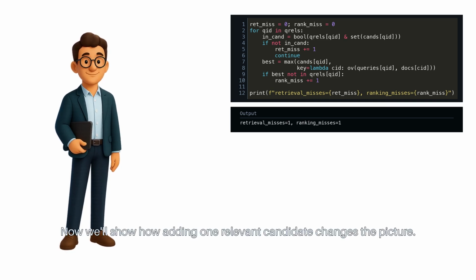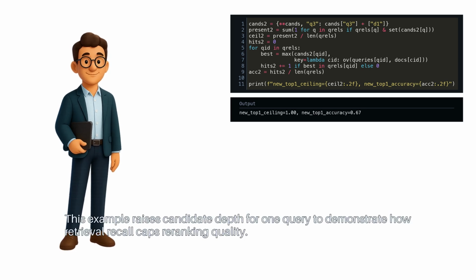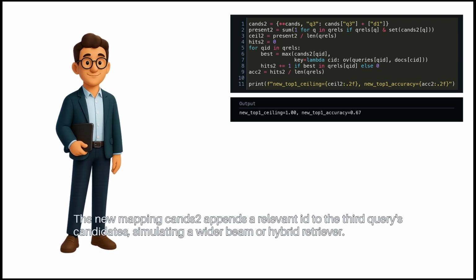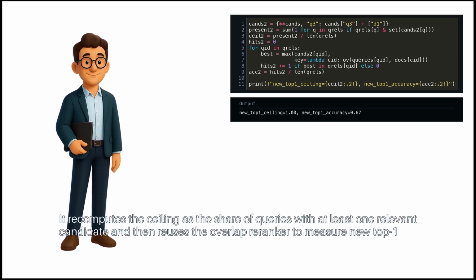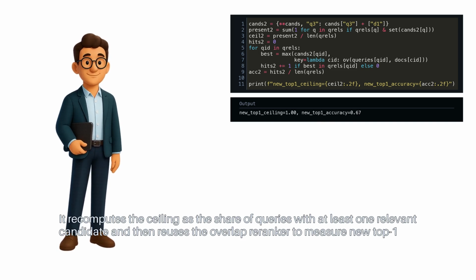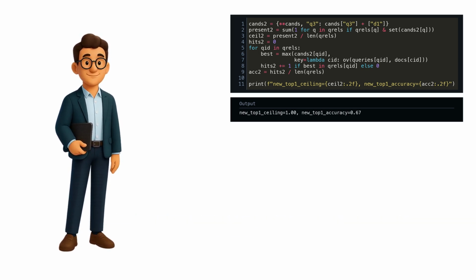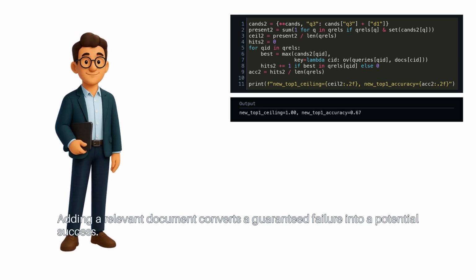Now, we'll show how adding one relevant candidate changes the picture. This example raises candidate depth for one query to demonstrate how retrieval recall caps re-ranking quality. The new mapping cans2 appends a relevant ID to the third query's candidates, simulating a wider beam or hybrid retriever. It recomputes the ceiling as the share of queries with at least one relevant candidate, and then reuses the overlap re-ranker to measure new top 1 accuracy. Adding a relevant document converts a guaranteed failure into a potential success.